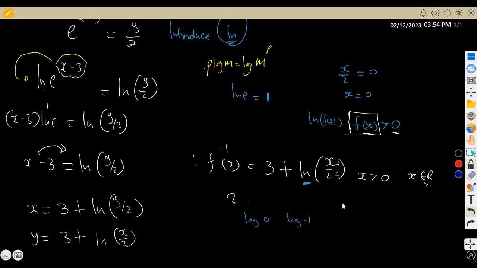Your f of x is what? It's x over 2. So x over 2 is greater than 0, just like that. So cross multiply, x is greater than 0. That's your domain. So that's how you simply find the domain.